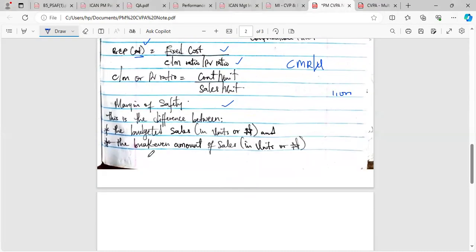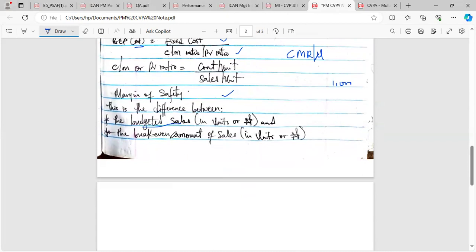Then I told you that the formula is simply budgeted sales minus break-even amount in sales. So this is more or less like a revision. The margin of safety is in naira and it's also in units. You will see questions on this.